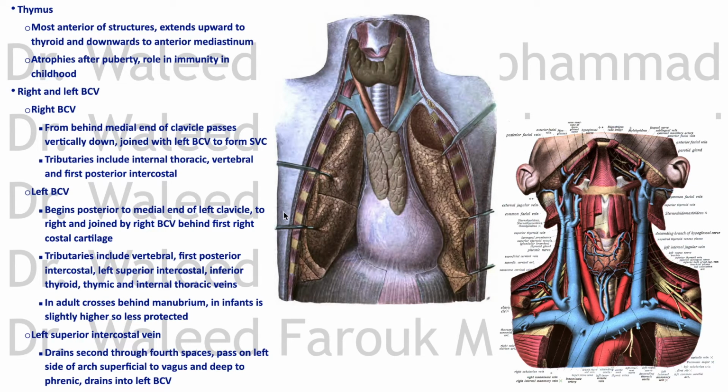Okay, the left superior intercostal vein, as we mentioned, drains the second through the fourth spaces and passes on the left side of the arch of the aorta, superficial to the vagus and deep to the phrenic nerve. Means the phrenic nerve is superficial to all and the vagus is deep to all. Okay, and it drains into the left brachiocephalic vein.